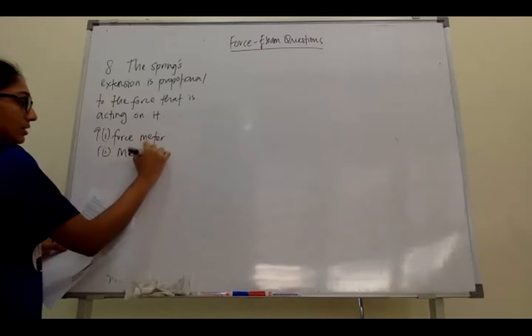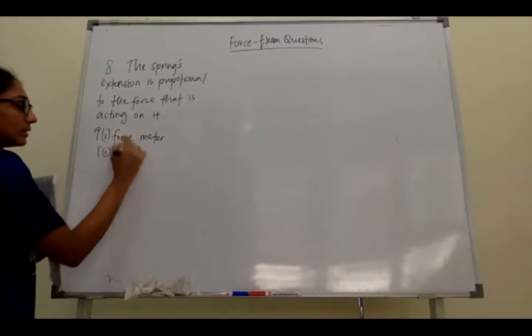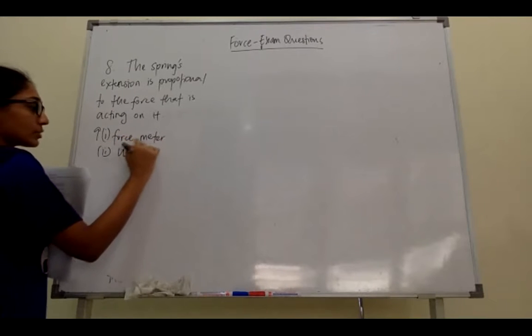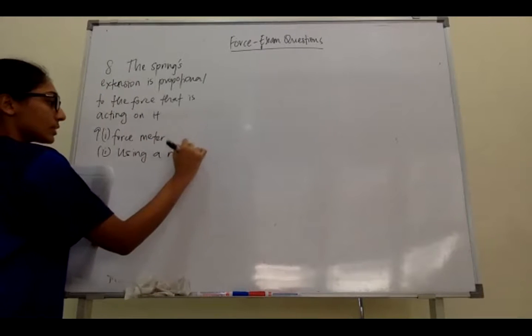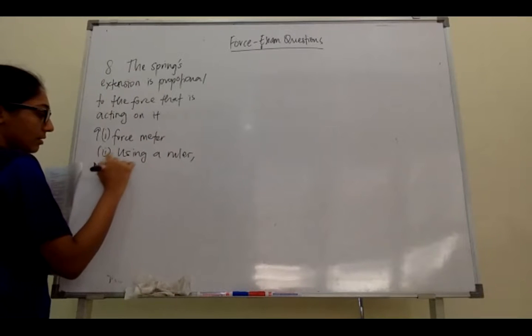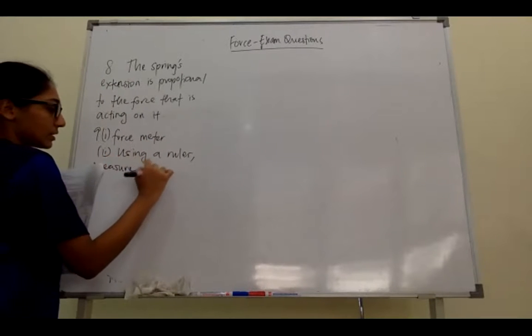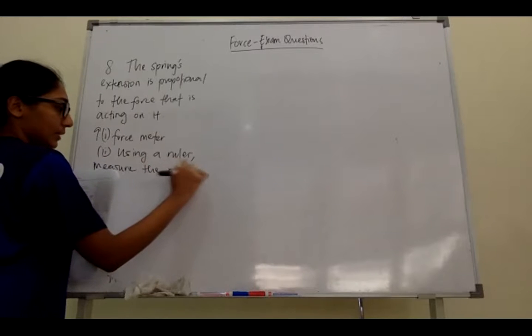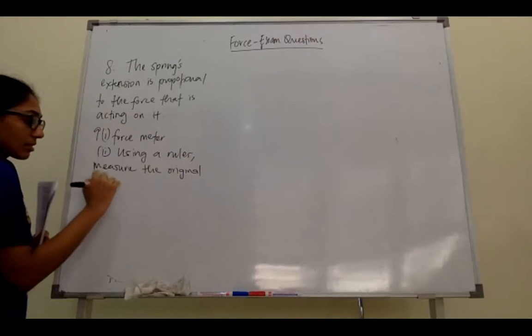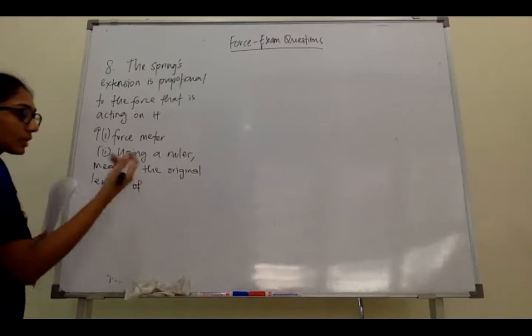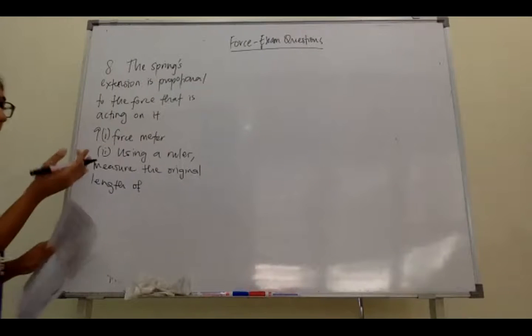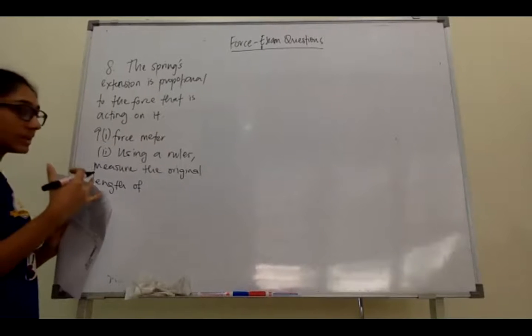So you measure the original length of the spring. So do you have to write like step 1, step 2? You can just write in a small paragraph now, or you can do step 1, step 2 if you feel it's easier.